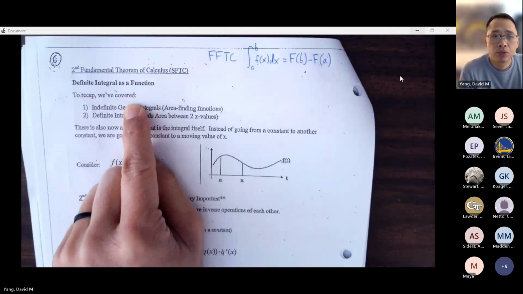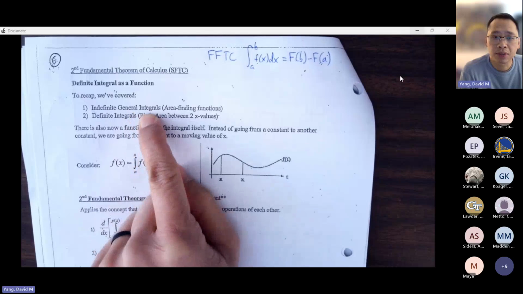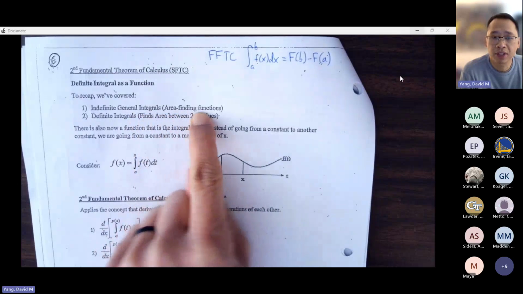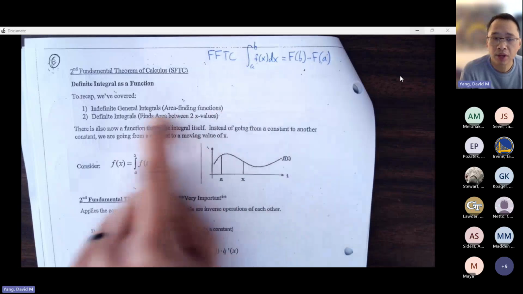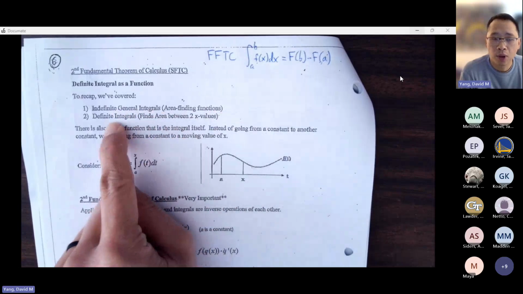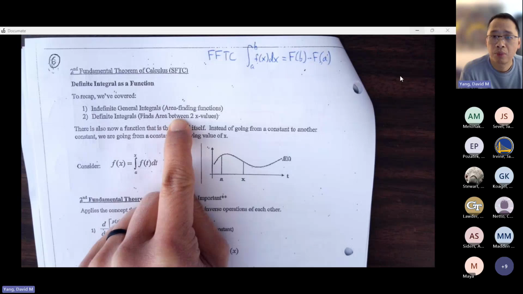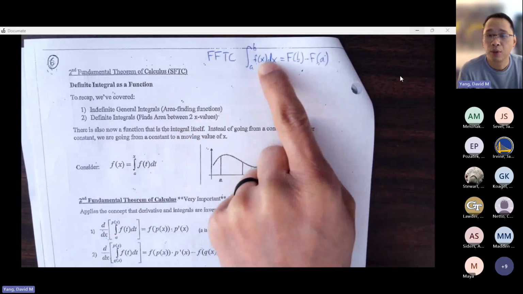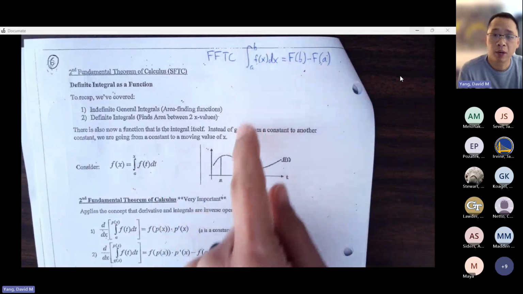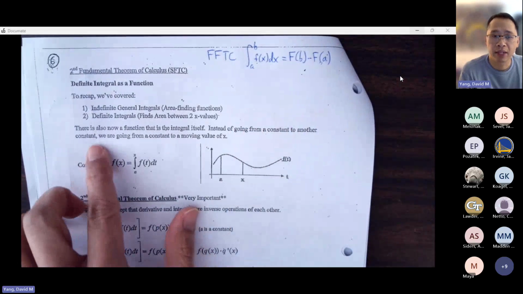So now to recap what we've covered. Indefinite general integrals: this is the area finding function, where we find the indefinite integral and we have a plus C that shows up. You saw this on your quiz. We also did definite integrals, where we're finding the area between two x values and we find the antiderivative and then plug in the upper and lower bound, kind of like what we just did on the previous page with average value.